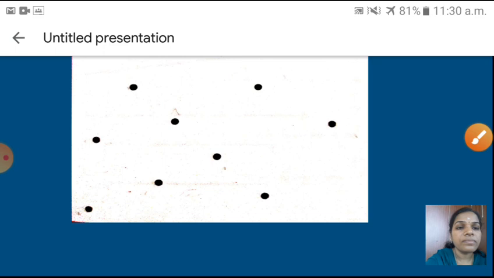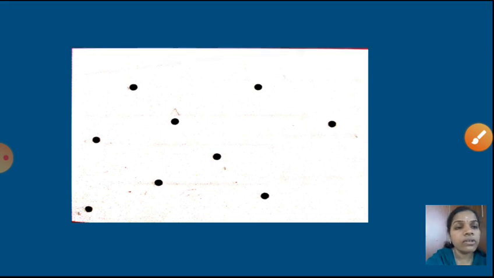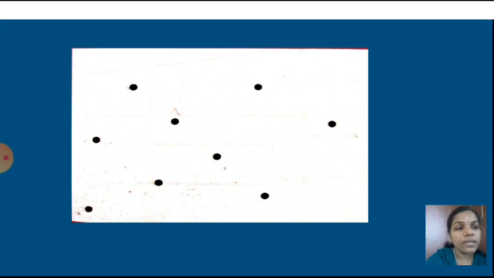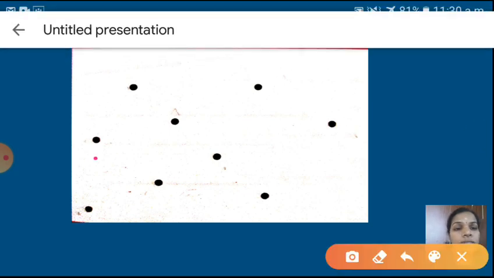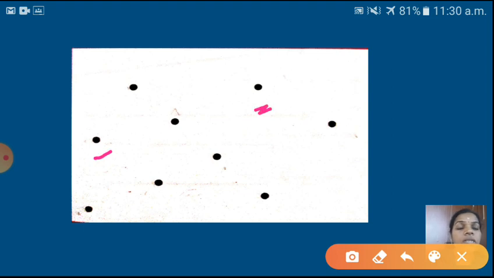Next one is, children, see here, I have given some points here. Any 2 points you have to choose. Here I am choosing this point and this point. How many lines can I make through these points? I am making one here. How many lines did I make? One line, isn't it? So through two distinct points we can make only one line.